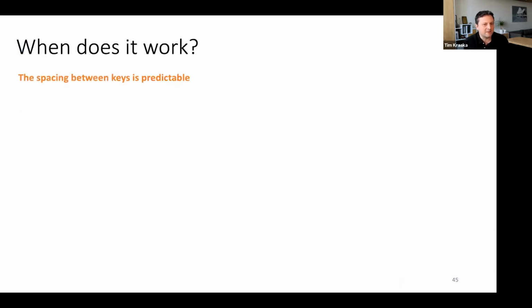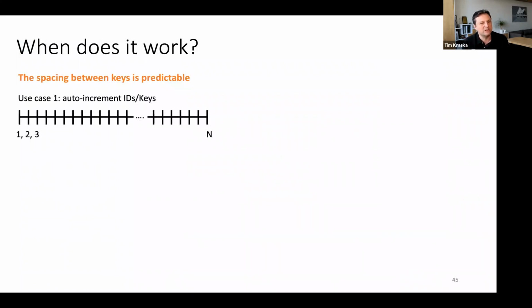The key question becomes, when does it work that you can reduce the number of conflicts and when does it not? And it actually comes down to how predictable the spacing between the keys is. If I go back to the auto increment ID value, the spacing is perfect, right? Because I just increment every value. And so if I just learn this model, which is just this offset computation, of course, I can avoid any left space and essentially the birthday paradox.